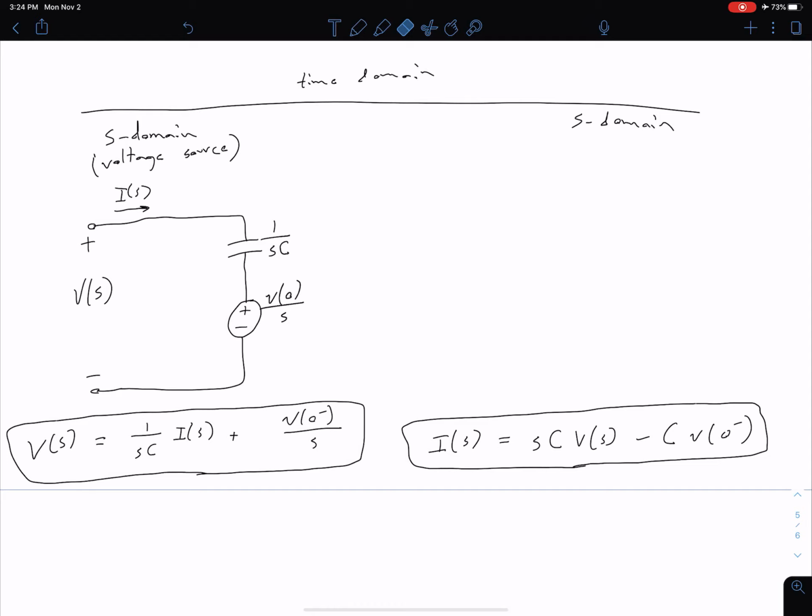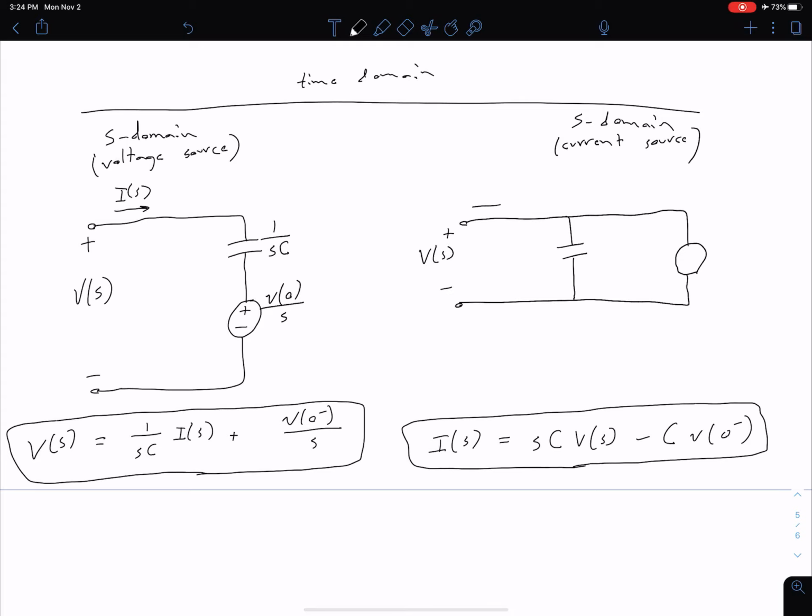So now we also have this other representation where we can use a current source. So let me draw that out. So we're going to have our capacitor in parallel with some current source. And so again, the current source is just representing the initial conditions. So between these two terminals, we have our voltage V of S, and out of these terminals, or coming into our combination of our capacitor and our current source, we have the overall current I of S.